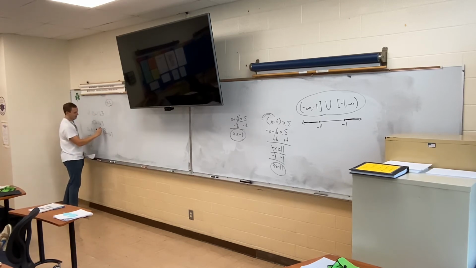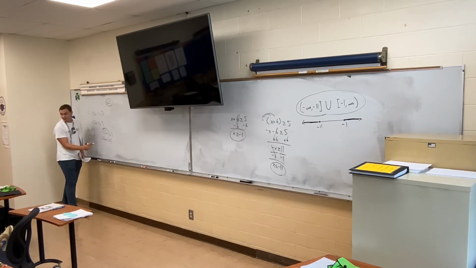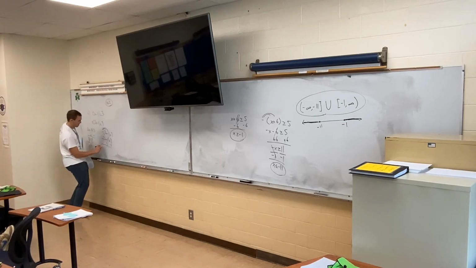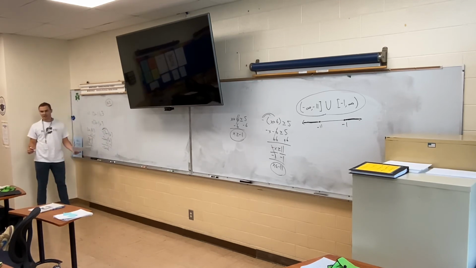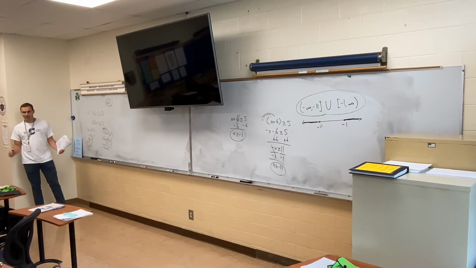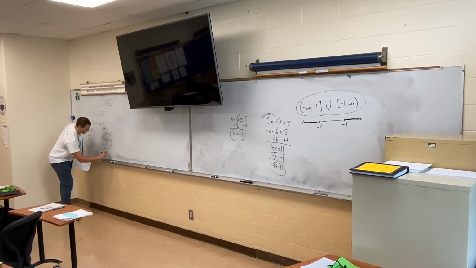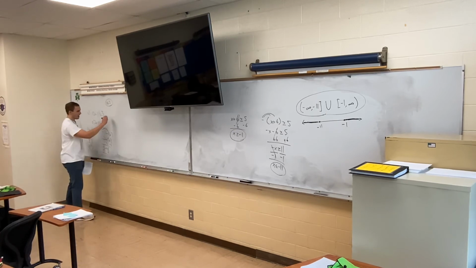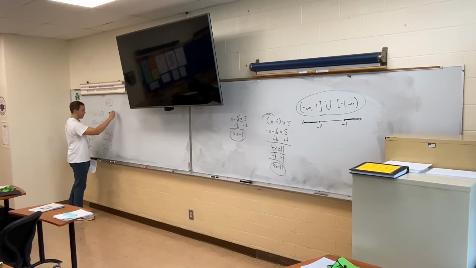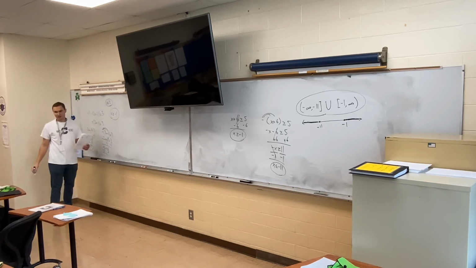Right here, distribute the negative. Negative 2x is less than or equal to 2. How do I solve negative 2x is less than or equal to 2? Divide by negative 2, and you know what I do with the inequality symbol when I divide by negative 2? Gotta flip it, yeah. I get x is greater than or equal to negative 1.